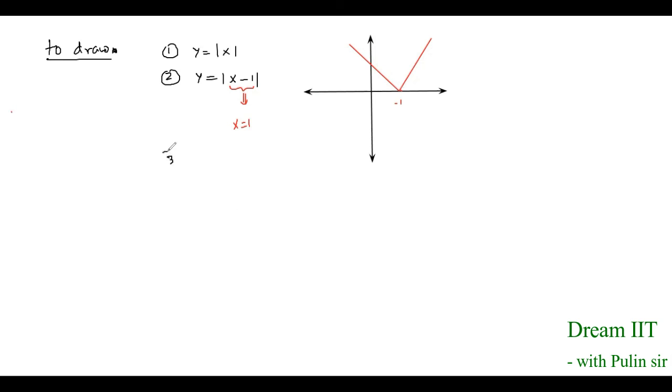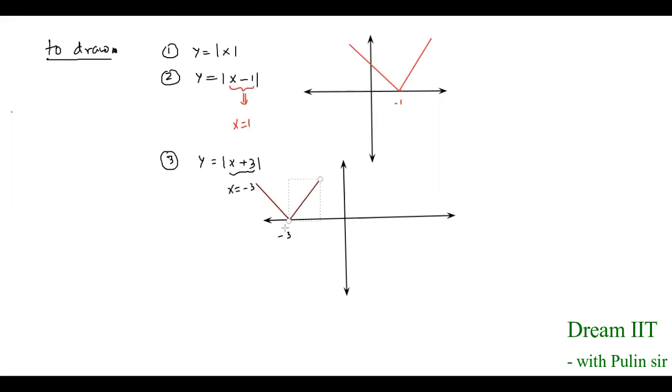Similarly, if tomorrow someone says I need the graph of the modulus function of x plus 3, what will you do? Nothing. You will just draw the axes very quickly and find where this value becomes 0. It becomes 0 at x equal to minus 3. So suppose this is minus 3. At that point you have to raise that V. That's all. So your modulus function will be ready like this. This is the ready function, right?